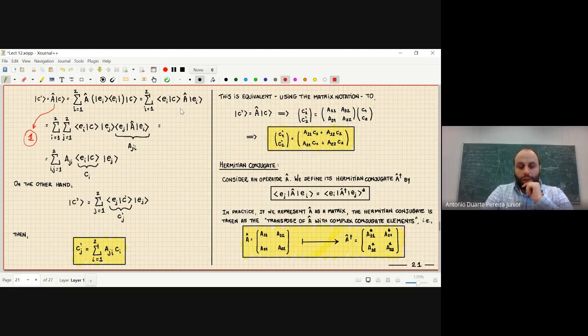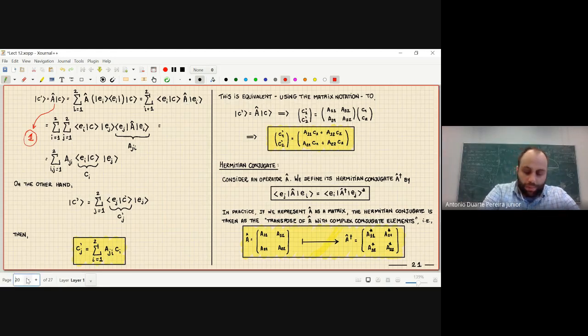Now, look at this, and this starts to become a game of inserting identities. So I look at this expression and see, look, I have A hat acting on EI.